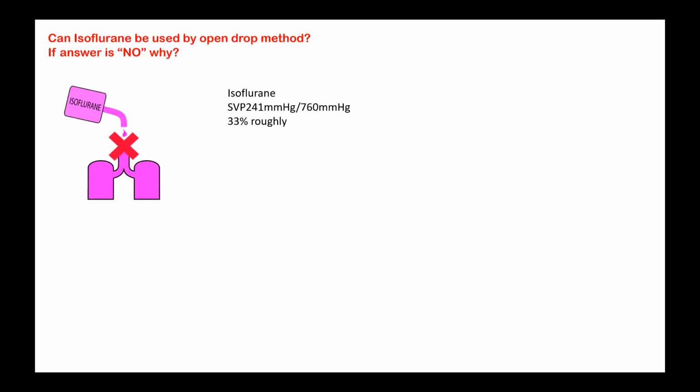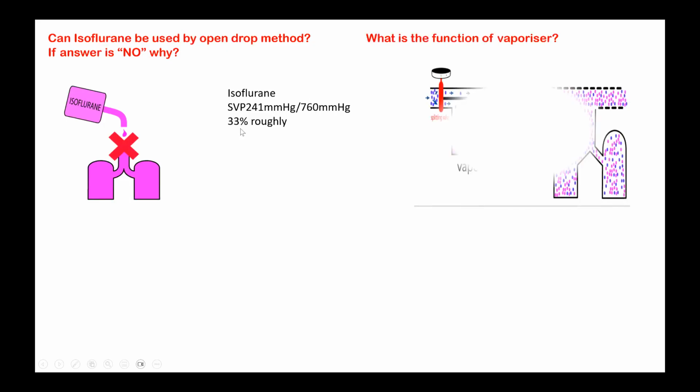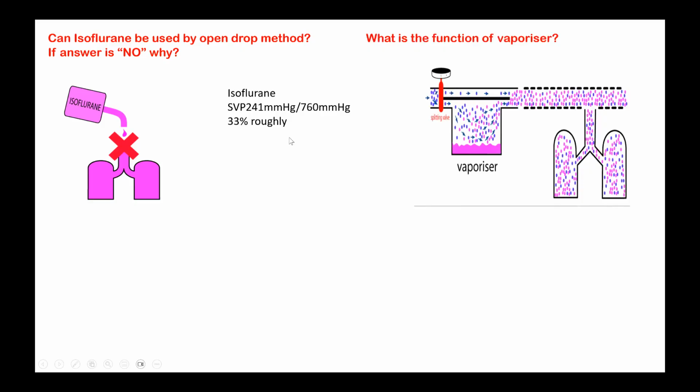Yes, sir. Okay. So can isoflurane be used by open drop method? The answer is no. Why? Again, this is a question based on the SVP that I showed you earlier. The saturated vapor pressure is 241 millimeters of mercury, or 24.1 kilopascals. So out of 760 millimeters, roughly it is about 33%. So that is a very dangerous percentage.